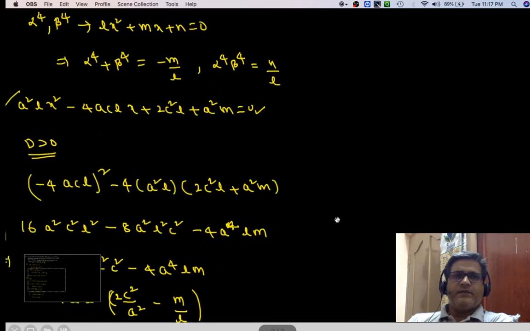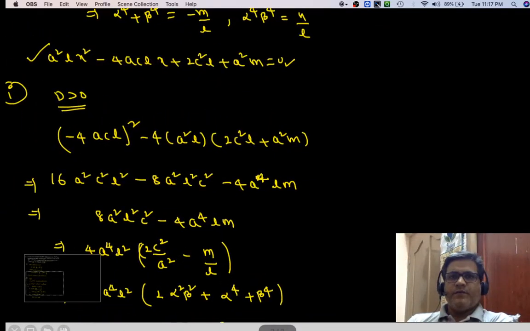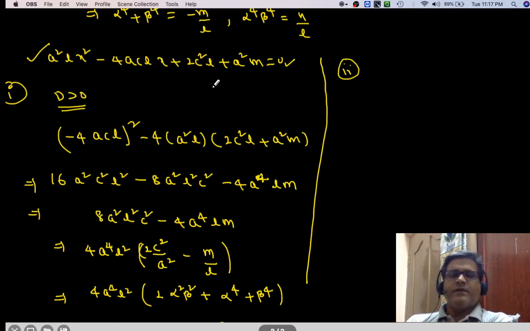Next, the second part is, roots are of opposite sign. So to prove the roots of this quadratic equation are of opposite sign, that means if one root is positive, the other one must be negative, that is, the product of the roots must be negative. That is what we need to prove. What is the product of the roots of this quadratic equation? That is c by a, that is, the constant by the leading coefficient.